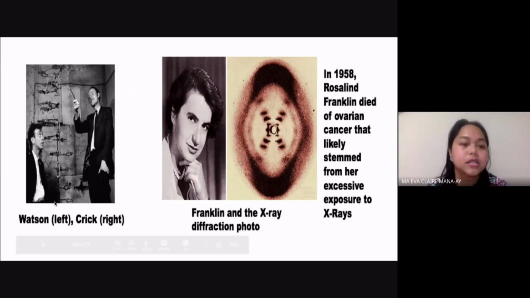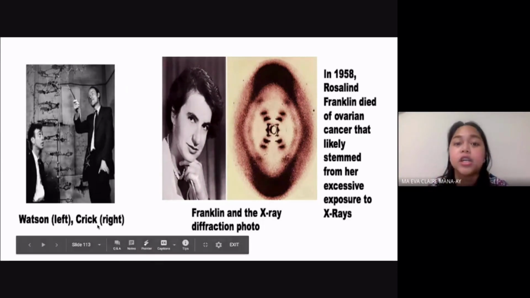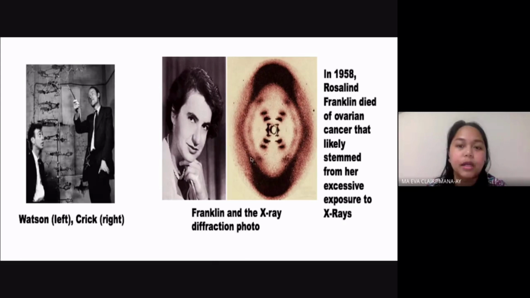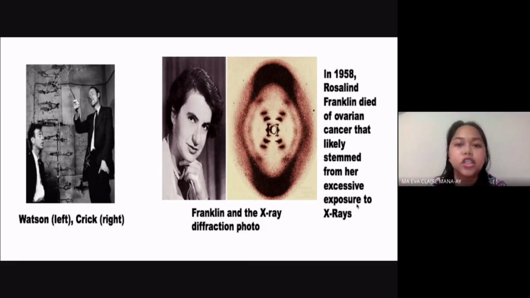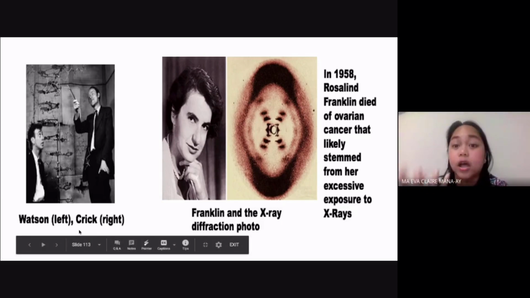This was the product of the studies of Watson and Crick here. And as I have mentioned, their basis was actually the work of Rosalind Franklin. So this here was Rosalind Franklin, and she actually died because of ovarian cancer. It was believed that her death was caused by her excessive exposure to X-rays, because she was studying X-rays. She studied the structure of DNA, and so she died because of the exposure she got from those X-rays. But because her work became the basis of the work of Watson and Crick, we are able to know the DNA structure that we have now.